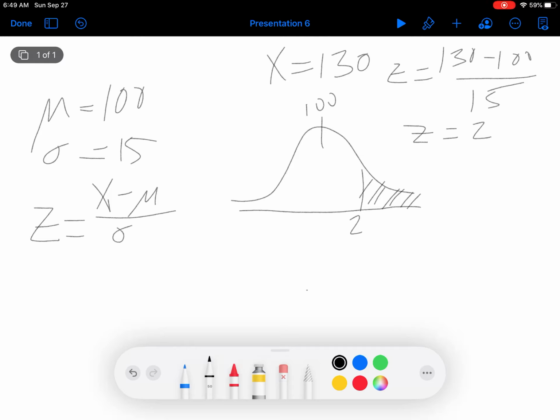So then we need to look up a z-score of 2 in the table. That's on the second page. And we're not looking from z to the mean. We're trying to find z to infinity. So for z to infinity, we're going to look in column C, and we find for a z-score of 2, that's 0.0228. So the proportion here is 0.0228. Great. Okay, so that would be our answer for that problem.